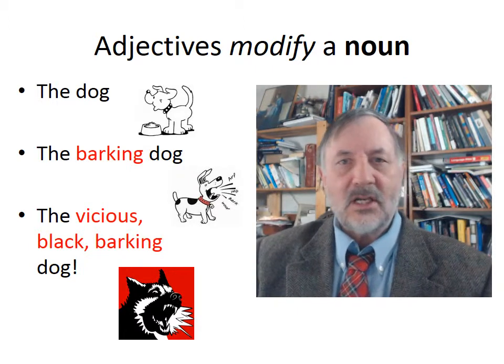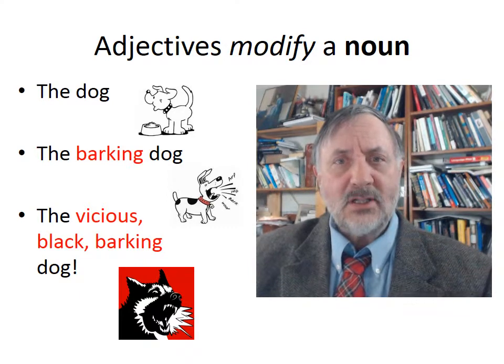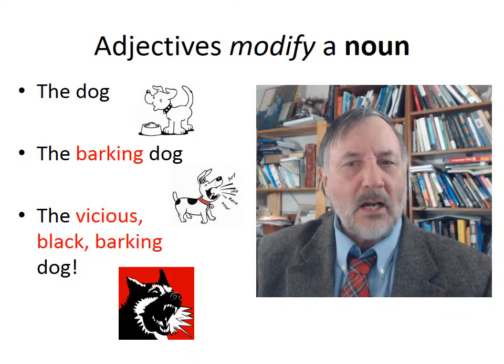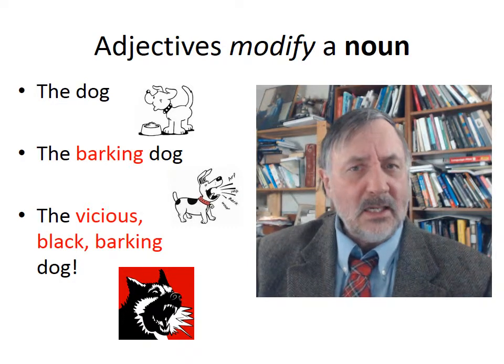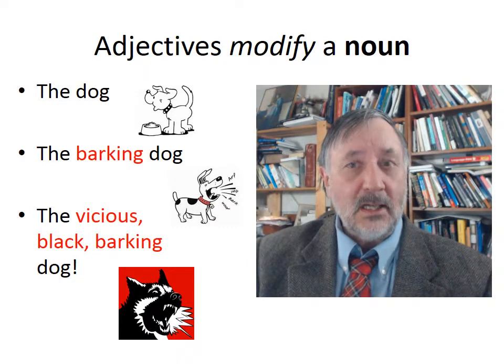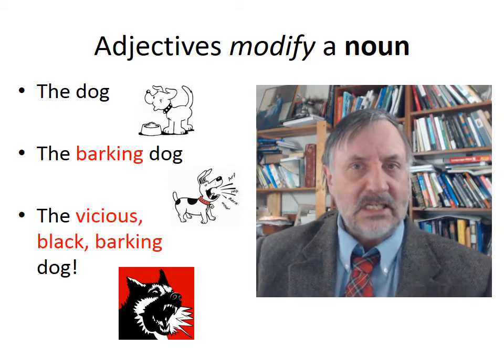We're going to start off this discussion of the adjective by simply reminding ourselves what it is that an adjective does. An adjective modifies a noun. That is, it changes a noun. In some ways, it makes it more specific, expands upon our idea of what it is, or limits it, delimits it.